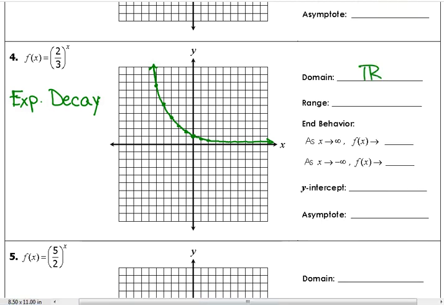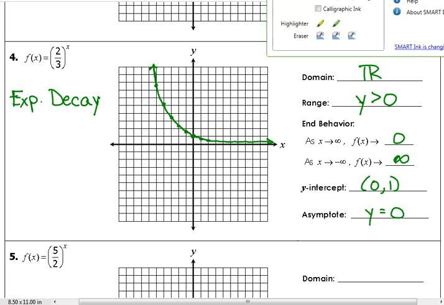Okay, domain, still all real numbers. Range, still greater than 0. The end behavior is the same as number 3. As we go to the right, as our x values approach positive infinity, our y values are going to 0. As we go to the left, as x approaches negative infinity, our y values are going up to positive infinity. Our y-intercept is still the same. Our asymptote at y equals 0 is still the same. Why are we writing this over and over again? Because maybe, hopefully, it will stick if we write it enough.